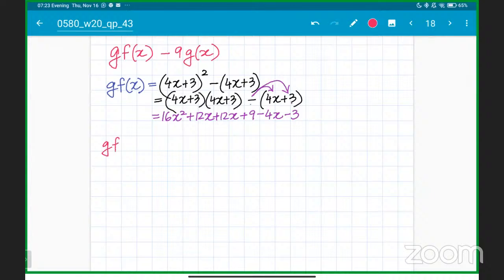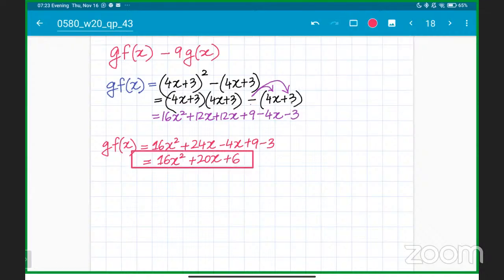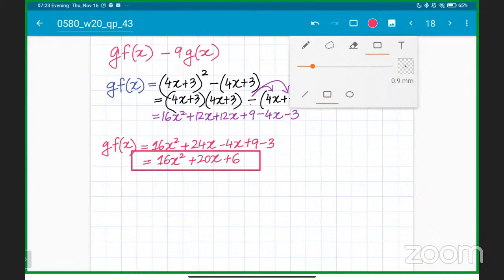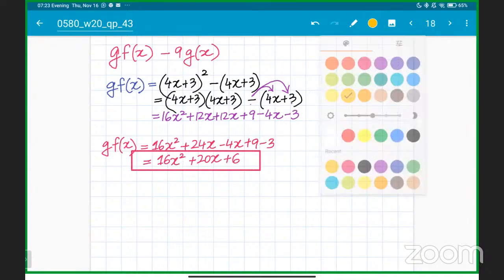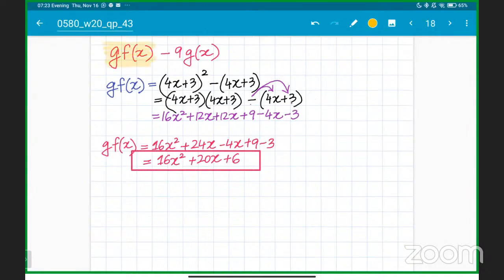So g(f(x)) is equal to 16x squared plus 24x minus 4x plus 9 minus 3. So eventually it becomes 16x squared plus 20x plus 6. So this is half part done, and that is why it's of 4 marks. We have found out g(f(x)) in simplified form, that is 16x squared plus 20x plus 6.